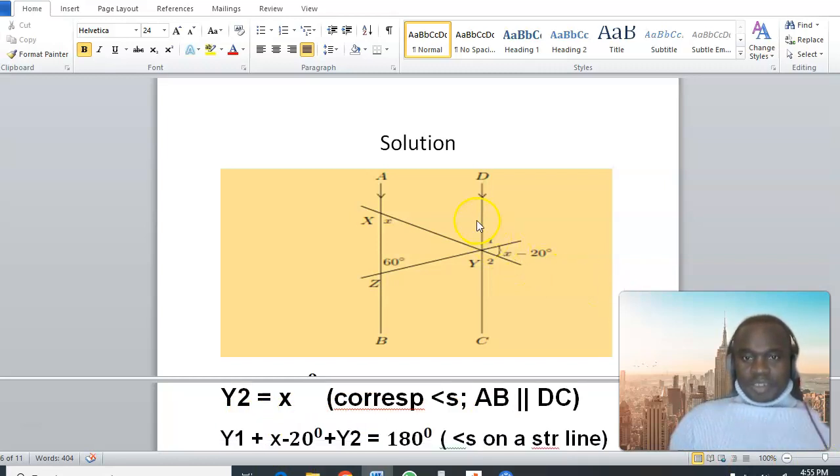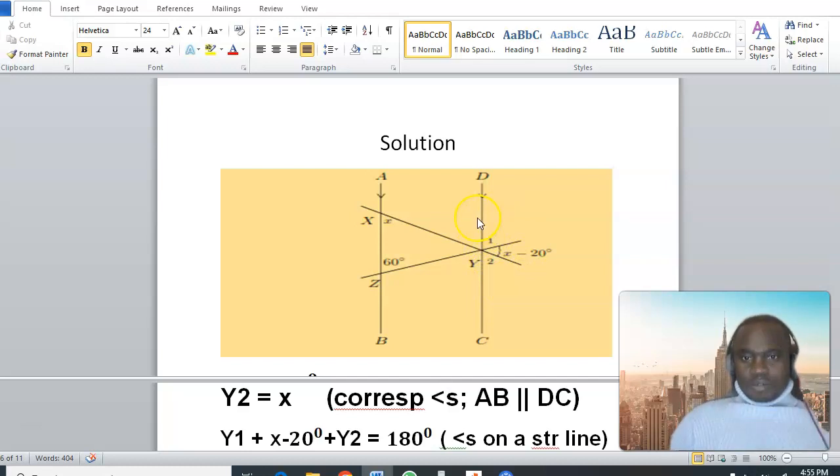Then this angle is on a straight line. You know, this question, you can use the interior angle of a triangle to answer this, but since we are dealing with parallel lines, that's why we are using parallel lines to answer it.